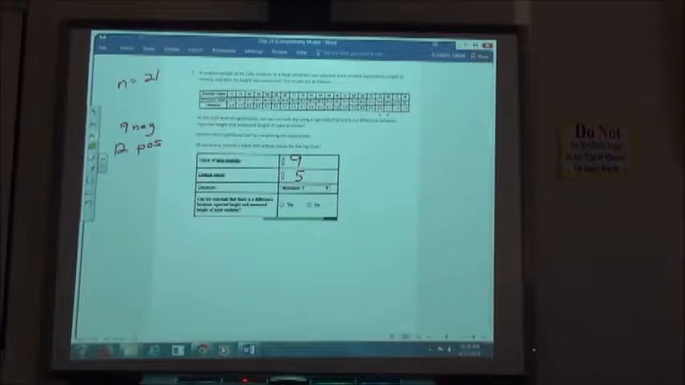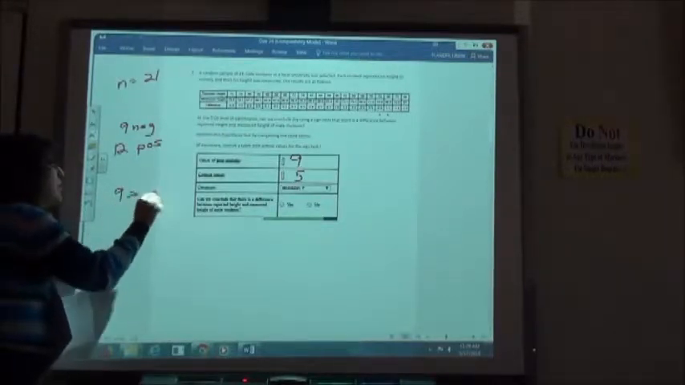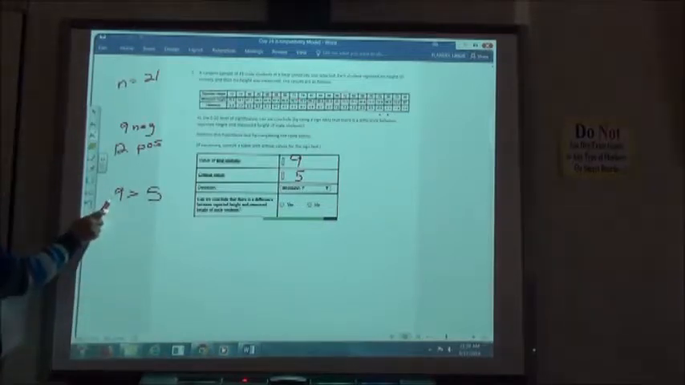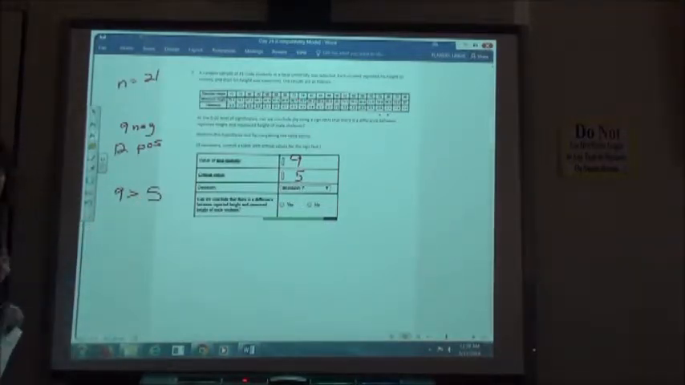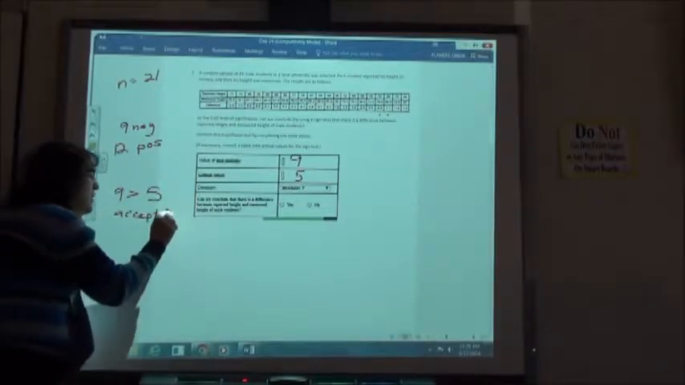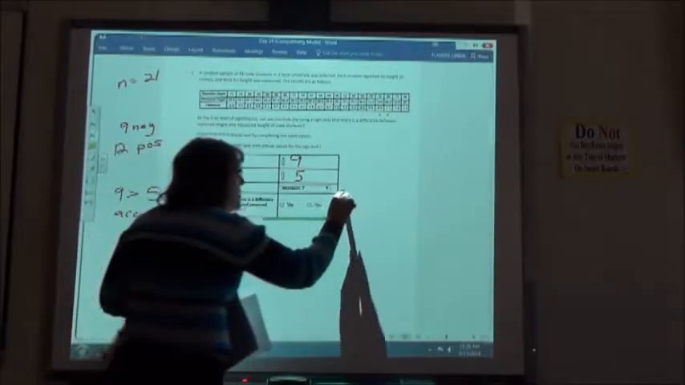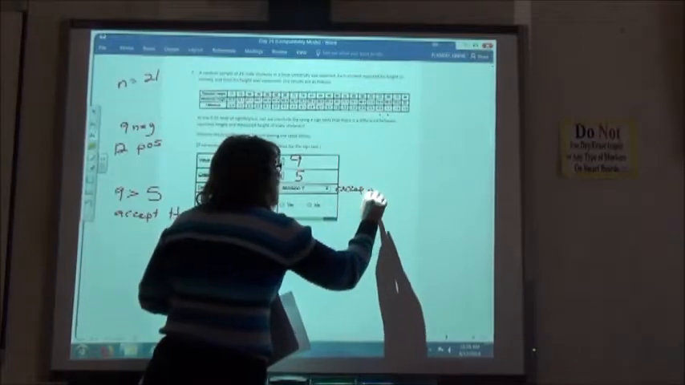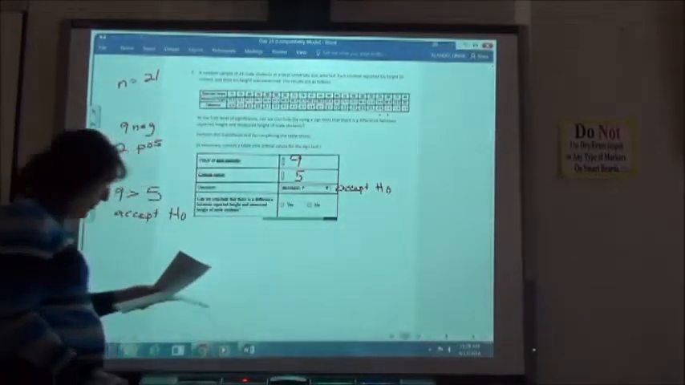So I am going to go ahead and compare those two numbers. 9 is greater than 5. Since my test value is greater than my critical value, I am going to accept the null. So that's my decision, accept the null.